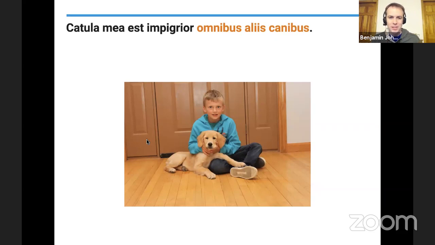Just to let you know, you might see Catulla and think that sounds a lot like a Roman poet named Catullus. And yeah, his name does kind of mean little puppy dog, something like that. So Roman names can be colorful.